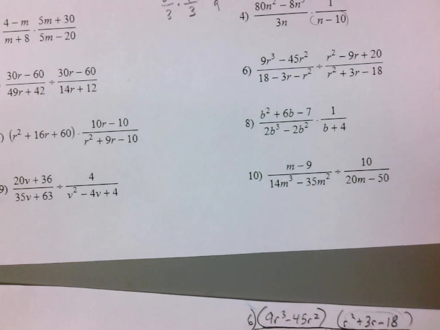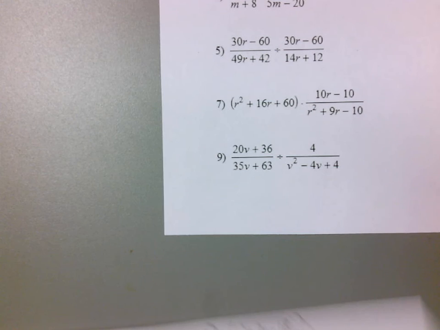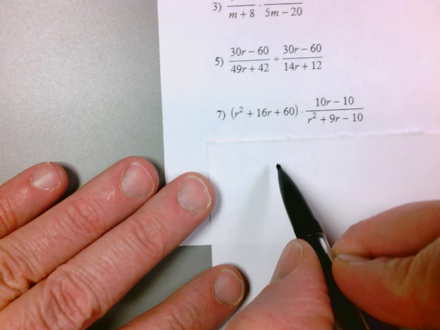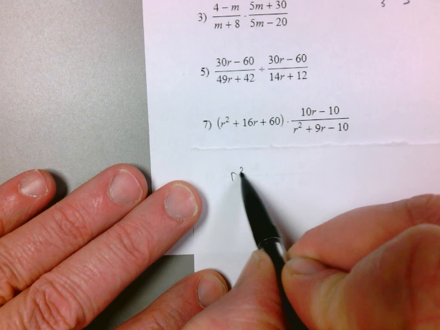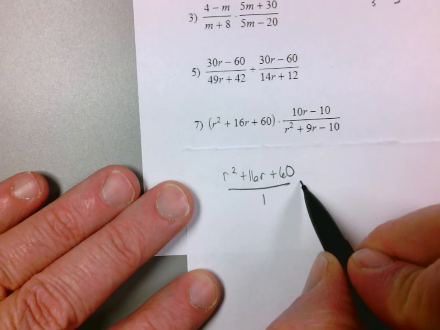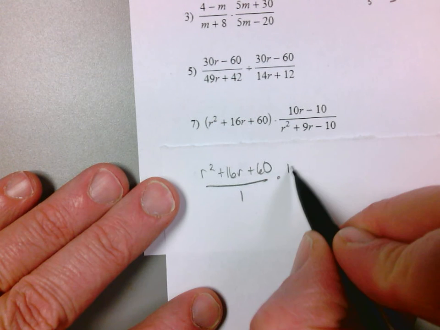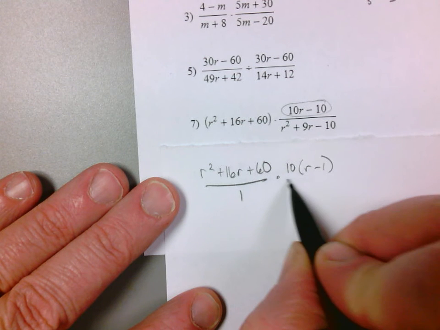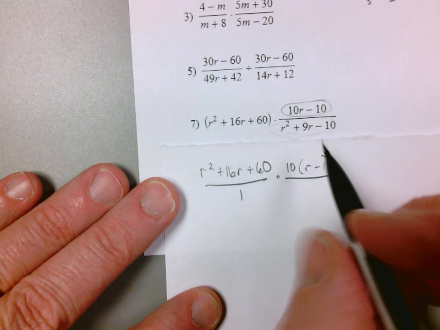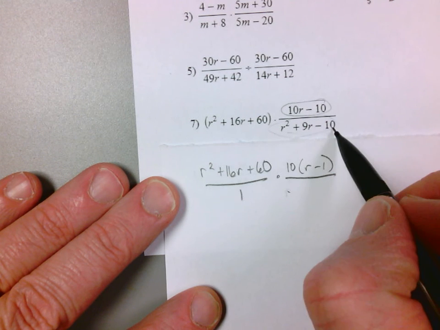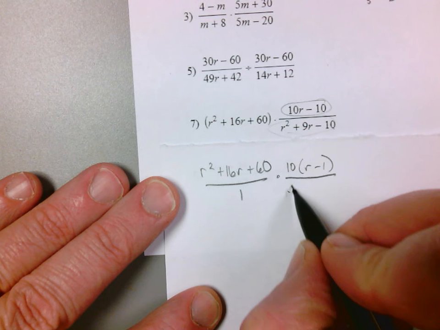Let's do a multiplication. Let's go to number 7. R squared plus 16r plus 60 over 1, times, and as you get good at this, you start to factor as you go. I'm just going to factor that as I go. So 10 times r minus 1 over r squared plus 9r minus 10. Well, 5 and 2 don't give me 9. 10 and 1 do, so r plus 10, r minus 1.